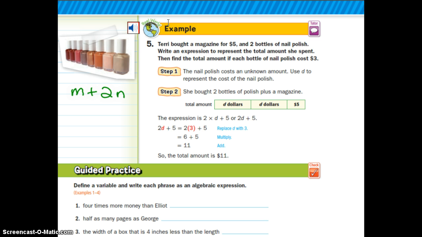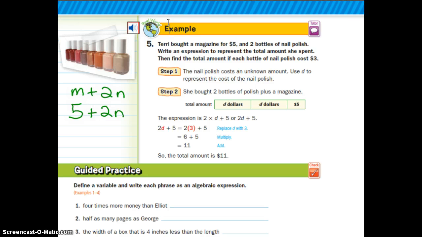Now, they told me the price of the magazine, which was $5. So I'm going to go ahead and put 5 plus 2n. And notice I can only pick one letter for nail polish. I can't put an L and a P because then that's 2 variables. Okay, so now I have my expression. I have 5 plus 2n.